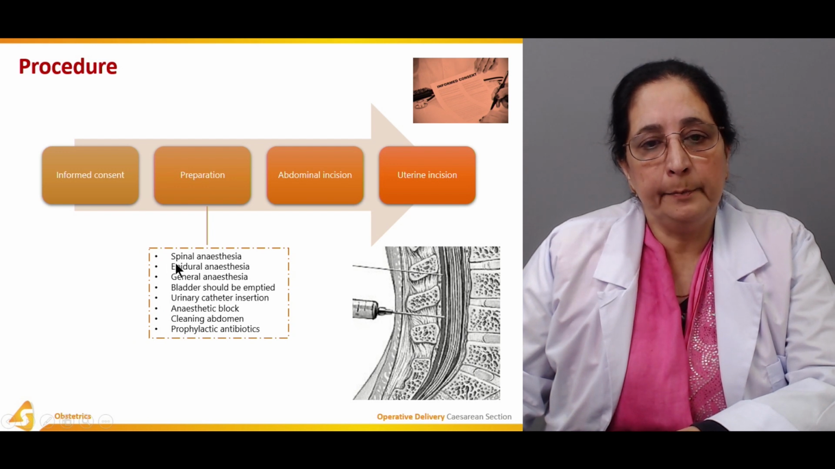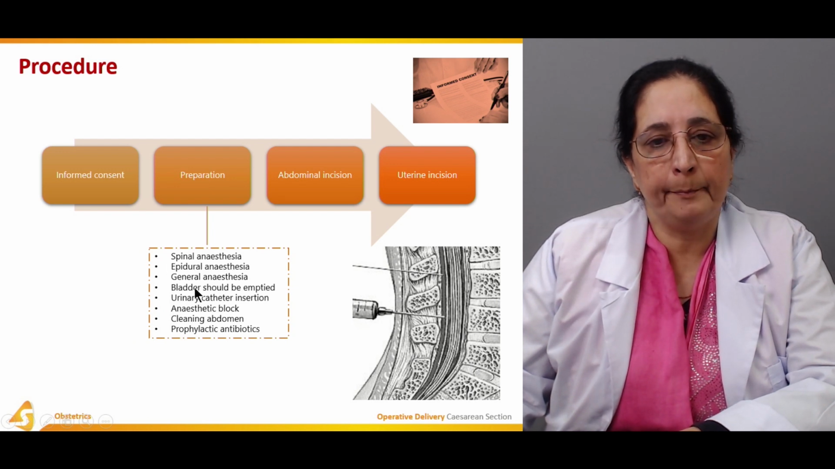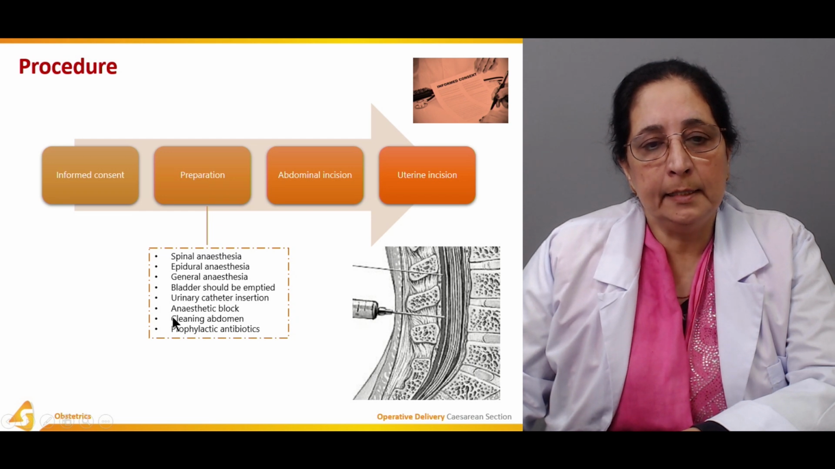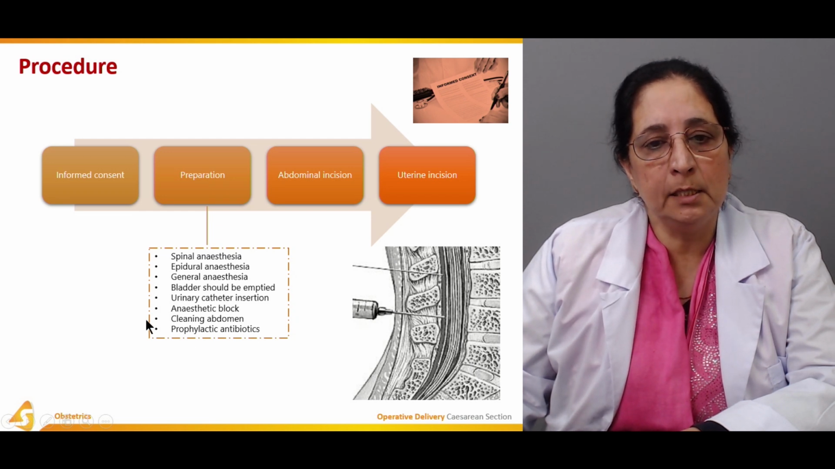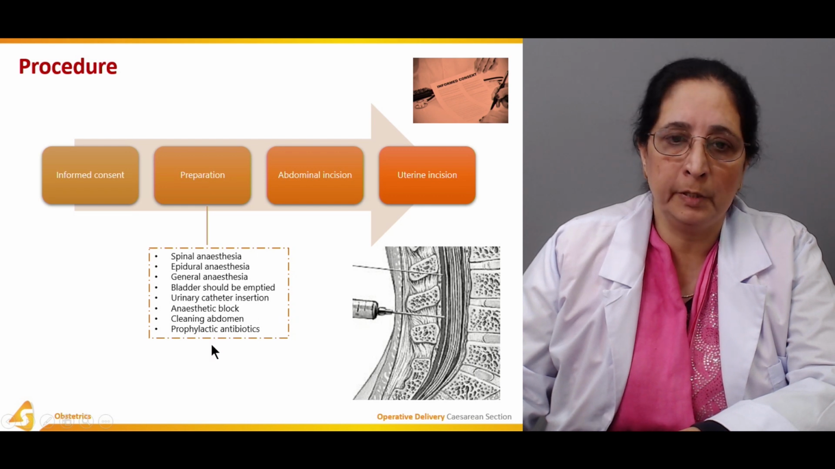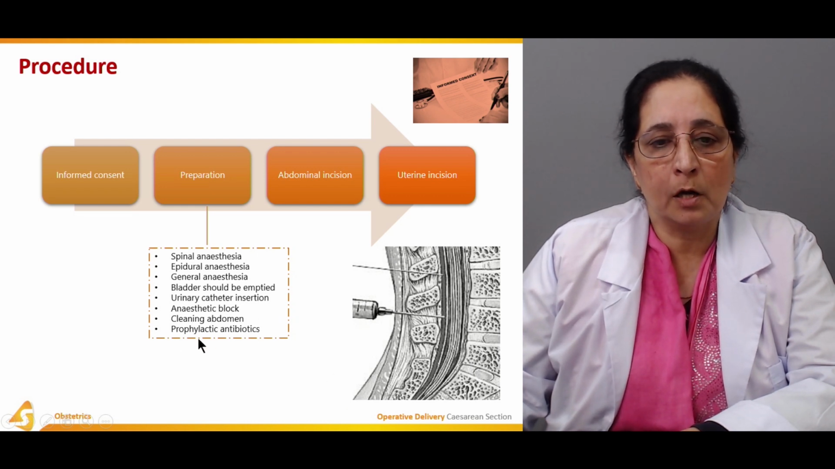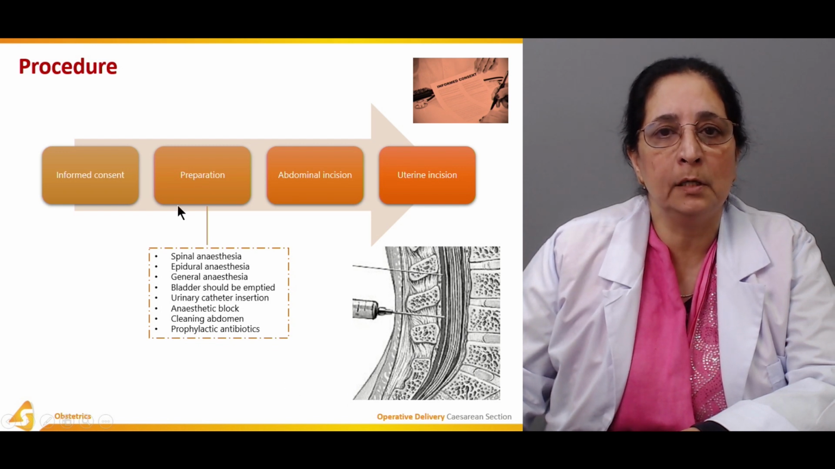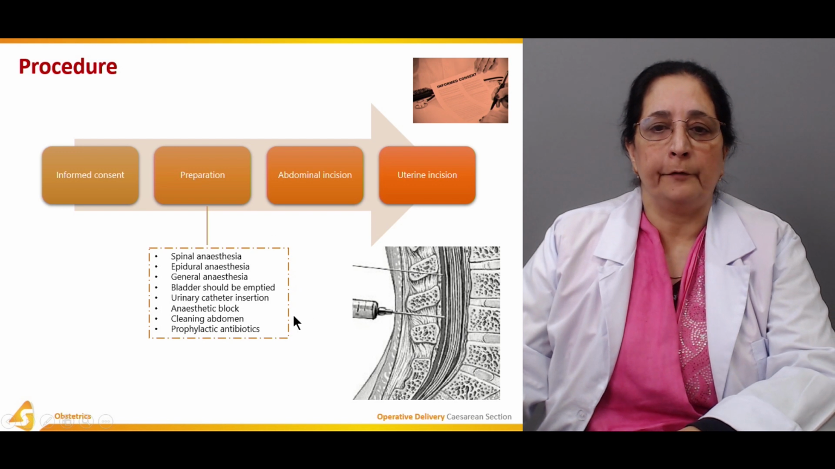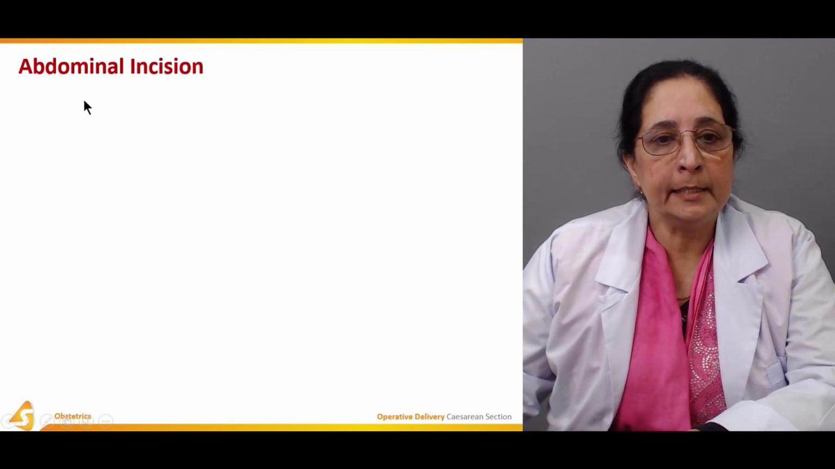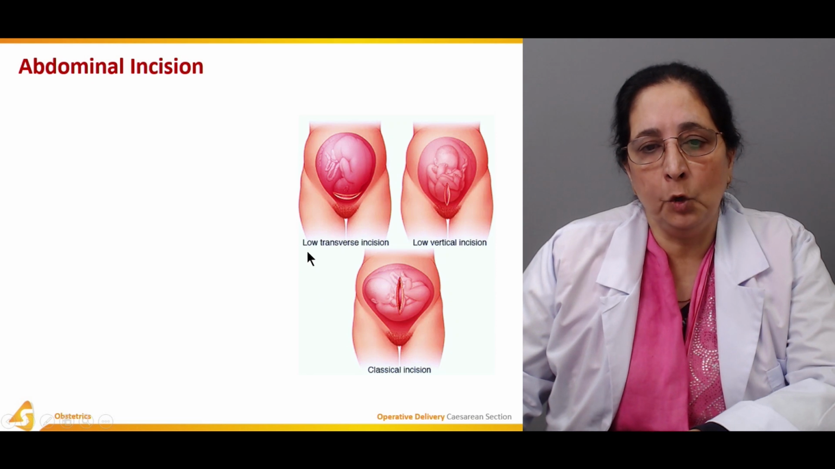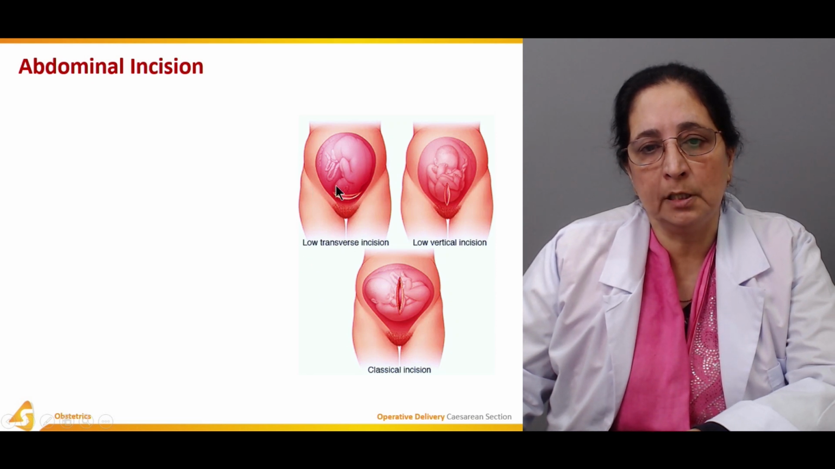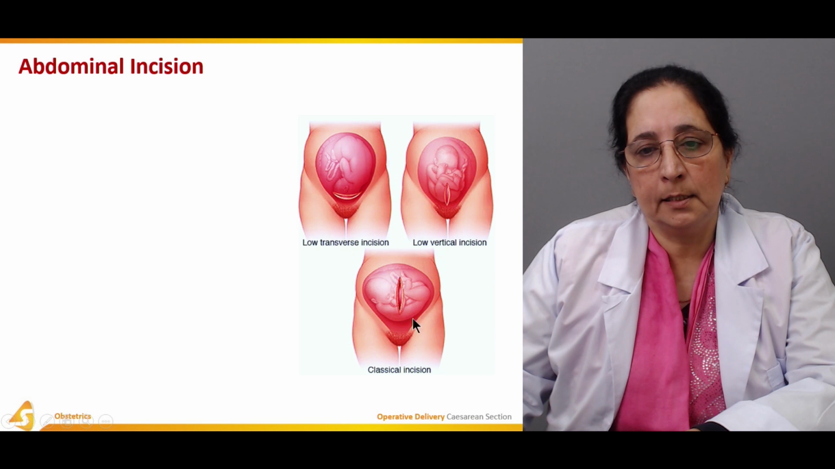Preparation can include spinal anesthesia, epidural, or general anesthesia; the bladder should be emptied, catheter insertion should be done, anesthetic block, cleaning the abdomen, and prophylactic antibiotics. All these steps are in the preparation. Next, the abdominal incision can be a low transverse incision, low vertical incision, or classical incision.